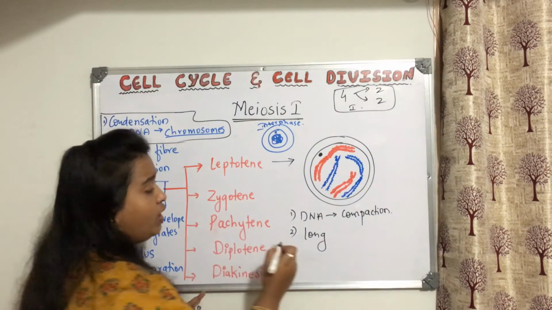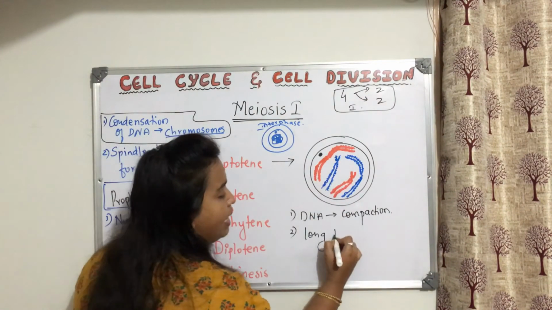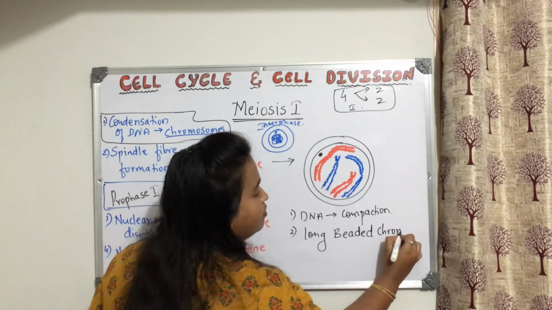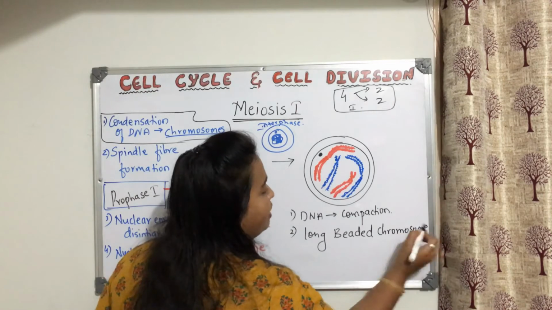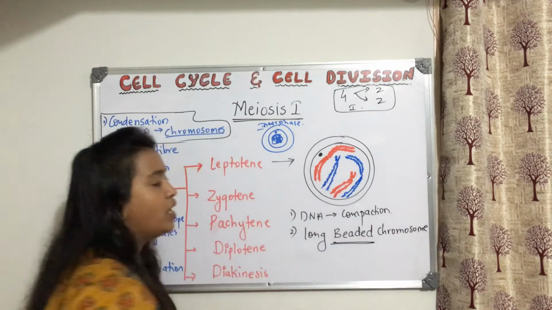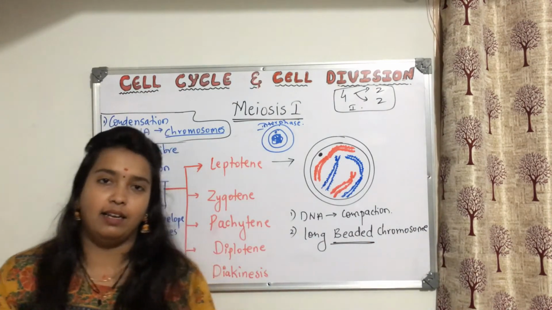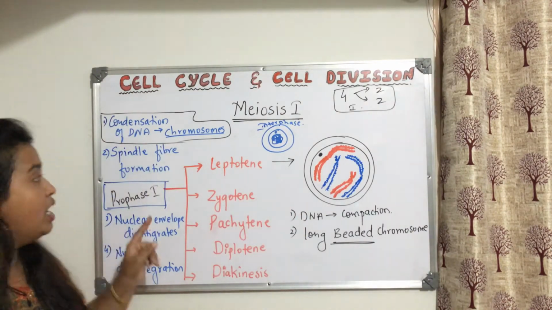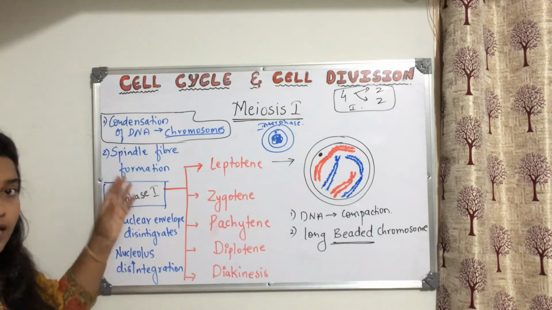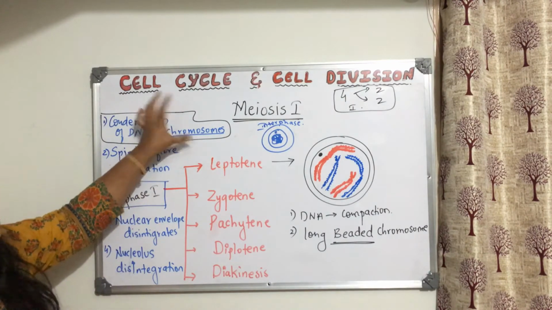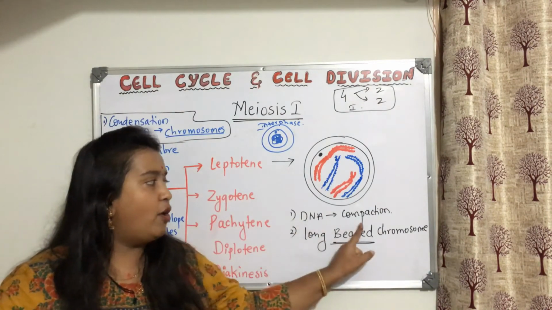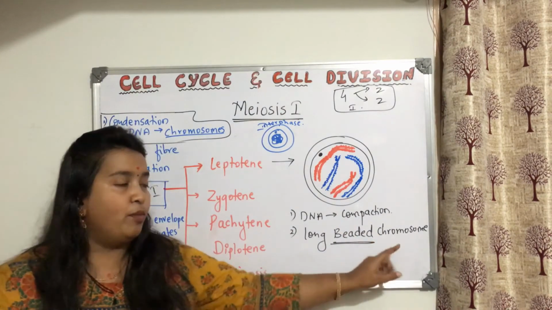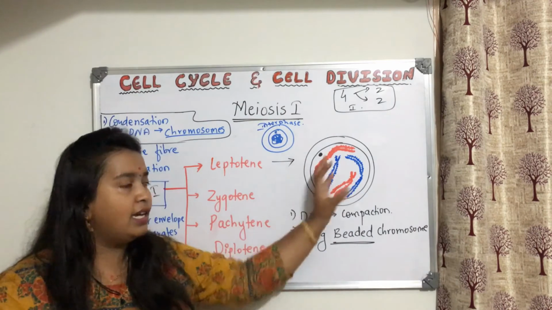So it looks long in leptotene and beaded. This is important. Long beaded chromosome. We cannot call it a chromosome still, but still long and beaded. So leptotene is not a big deal. Very easy it is. So it has started with condensation of chromosome. First it will start with this in leptotene. So DNA compaction, it is compaction. Long beaded chromosome you are able to see in this leptotene.